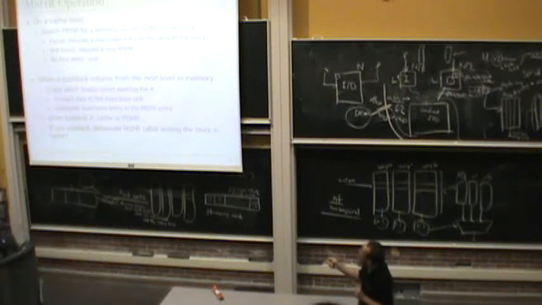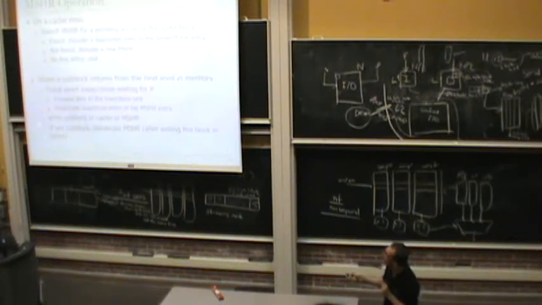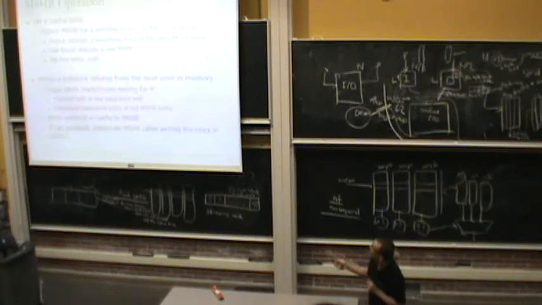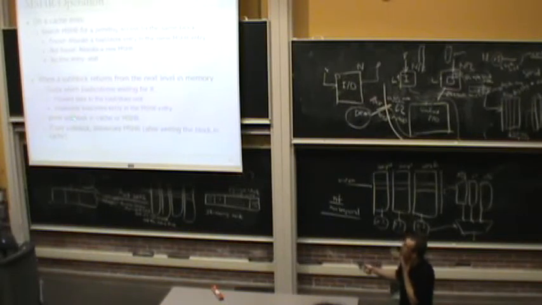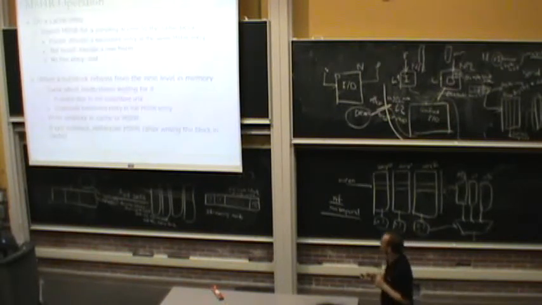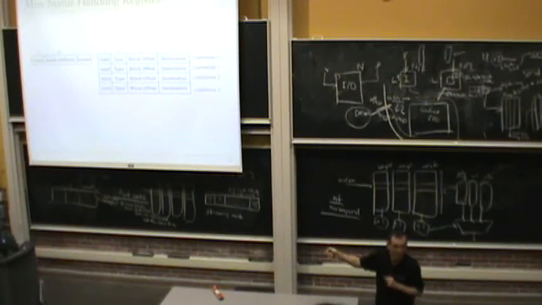So when a subblock returns from the next level in memory, the structure checks which loads are actually waiting for that sub-block by looking at this block offset, forwards the data to the load store unit, deallocates this one of these load store entries in the MSHR, and writes the sub-block into the cache or into the MSHR. And there's a design choice there. Do you write it into the cache or write it into the MSHR? I'll let you think about that. And if this is the last sub-block, then you can now deallocate this miss buffer.